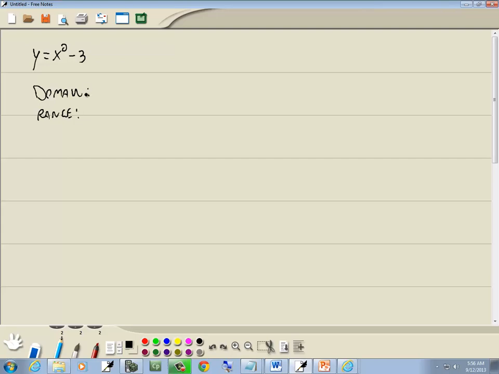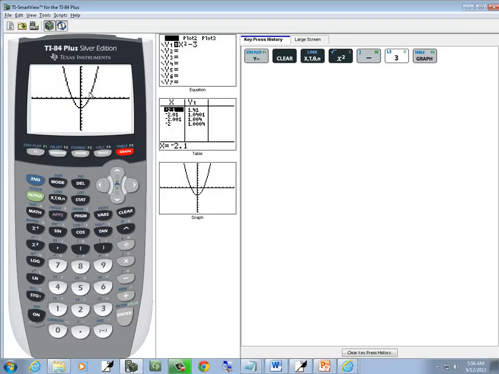Your domain is your x values where your graph exists. If I look at this graph, as it's going up here, see how it's slowly going left, it'll keep slowly going left. It always follows that trend, so it's going to negative infinity. Whatever trend you see here, you can assume that's true from here on out.